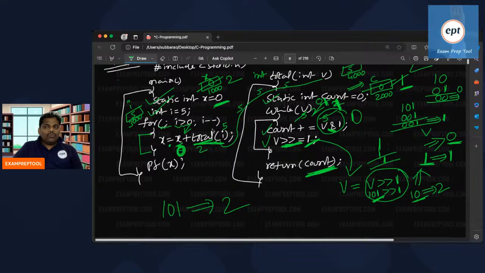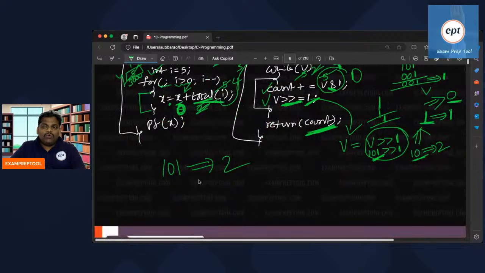Now this for loop is going on. I value is now 4. Same story happening. X is equal to X plus the total of 4. Previously 5 went, now 4 will go. Do you believe or not?